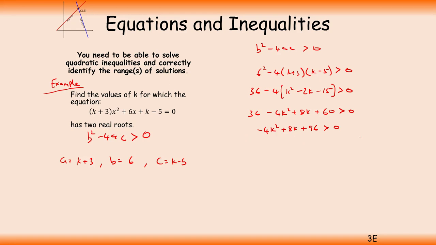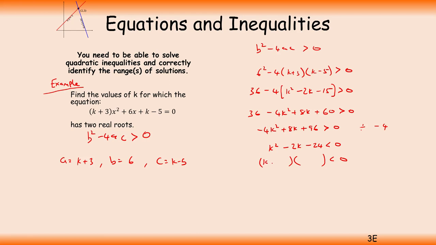First things first, I'm going to divide each term. I can see that 4 goes into all 3 terms. So I'm going to divide each term by minus 4. Now because I'm dividing by a negative number, the sign changes as well. So that gives me k squared minus 2k minus 4 into 96, 24 times, all right, 24. And instead of greater than 0, that's going to be less than 0. So now I can solve this.